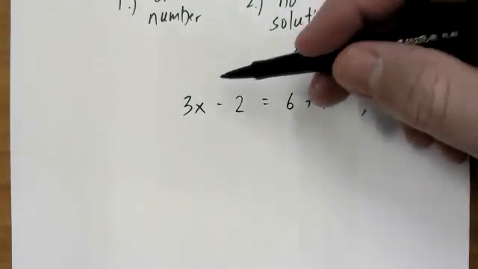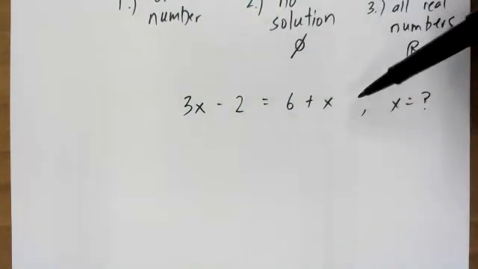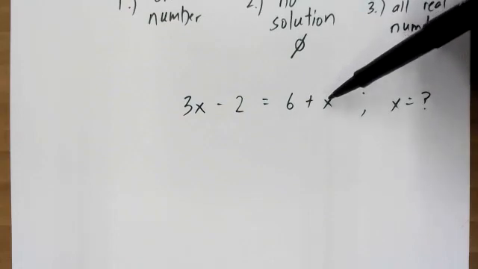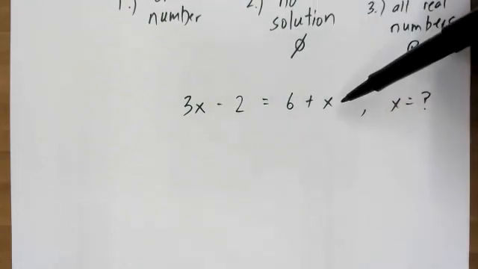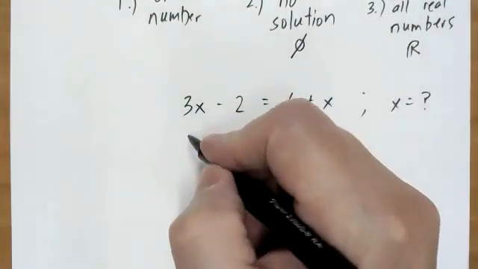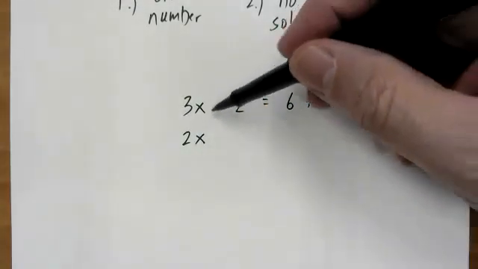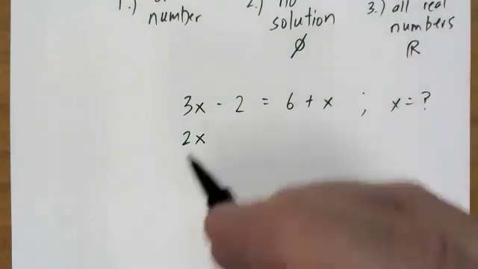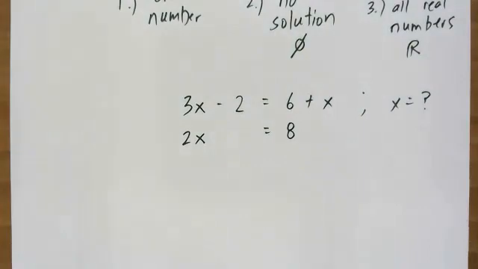So if I want to solve this, pretty straightforward. I'm going to use addition and subtraction to get all the terms with an x on one side and all the terms without an x on the other side. So in this case, hopefully it's pretty routine that I'm going to subtract x from both sides. So I end up with 2x over here. And then let's move this -2 by adding 2 to both sides. And I end up with 2x equals 8.